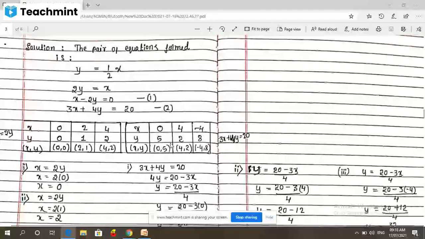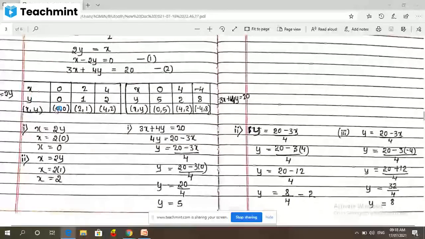Now, how to prepare the table? You have learned this topic in your 9th standard, still let us recall once. We take the first equation: x minus 2y is equal to 0. Can I write it in the form of x is equal to 2y? Just transfer this minus 2y to this side, then you get x is equal to 2y.